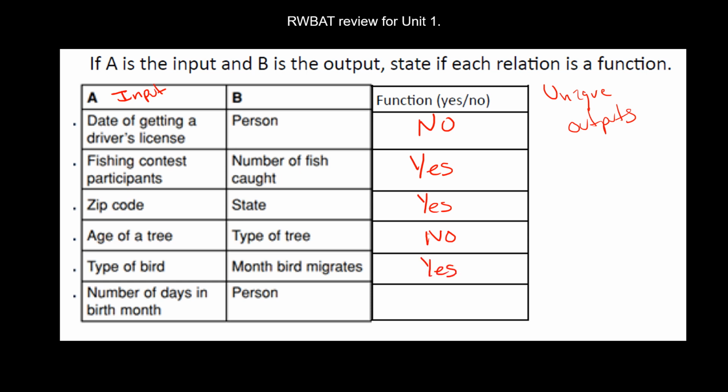Okay, and the last one here, the number of days in a birth month. So if I tell you that there's a person and their birth month has 30 days, can you tell me exactly what person it is in the world? No, that's impossible. So that is not a function. Okay, so again, that little hint, that little strategy that I like to use is think about it as, if I put this into Google, can I get a unique answer for it, an answer that works?